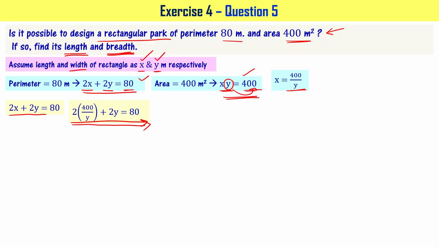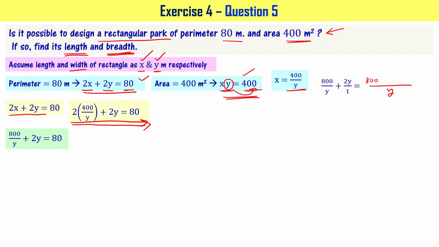Now let's simplify the expression on the left hand side. That is going to be 800 by y plus 2y equal to 80, right? 800 by y plus 2y by 1, or 2y can be written as, the denominator is going to be y, right?